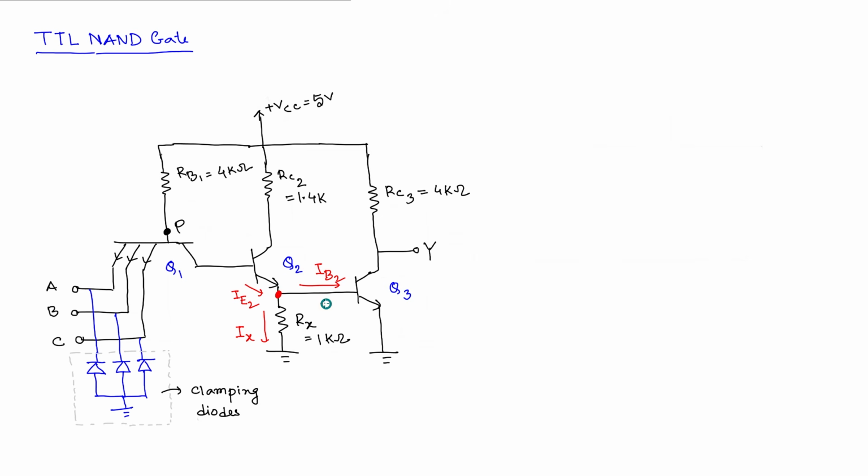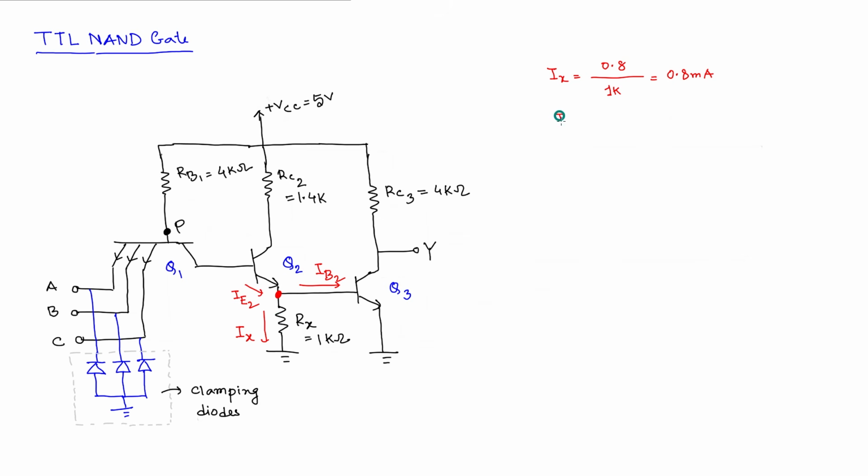Voltage of this point is equal to 0.8. We already discussed that, because this is forward biased and in saturation. So at this point the value should be 0.8. So Ix should be what? Ix should be the voltage 0.8 divided by 1K. So that value is what? 0.8 milliampere. Now we can say that the current here is equal to this current minus this current.